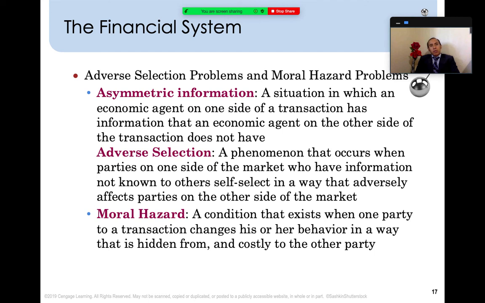So essentially, it's when we engage in a transaction knowingly that it's going to affect society or the public at large, but someone is going to save us and keep us from collapsing. In technical terms, it's a condition that exists when one party to a transaction changes his or her behavior in a way that is hidden from the public and is very costly to the public. But at the same time, someone is there to bail you out. And we have seen this in 2008, 2009, during the financial crisis. It's immoral behavior to say the least.